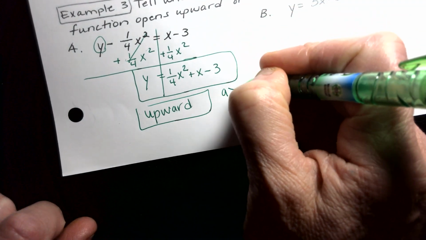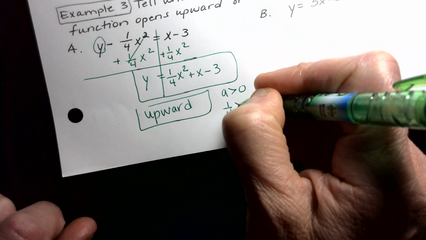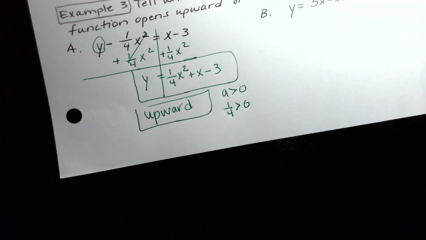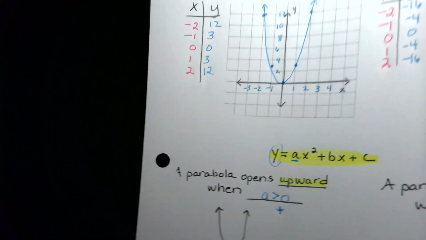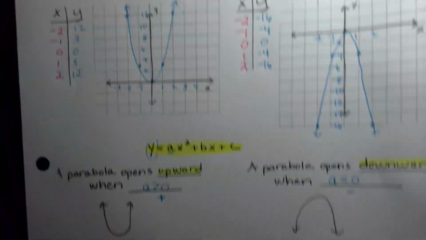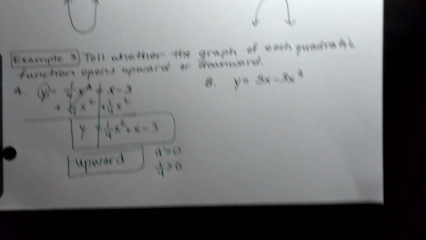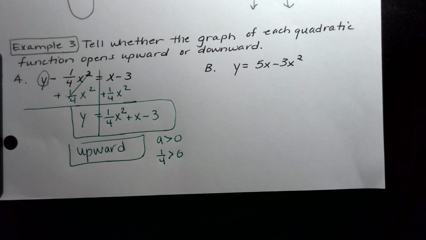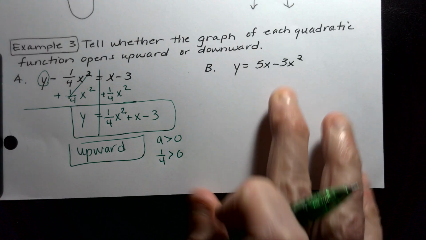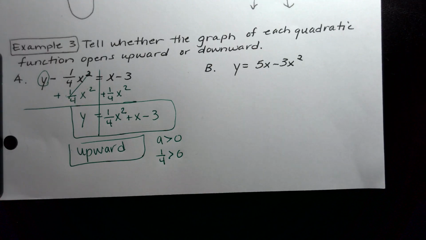Because a is greater than 0, 1/4 is bigger than 0. Okay, why don't you guys try that one? See if you can get this all set up. It's almost in the right form. You just got to rewrite that right side, don't you?